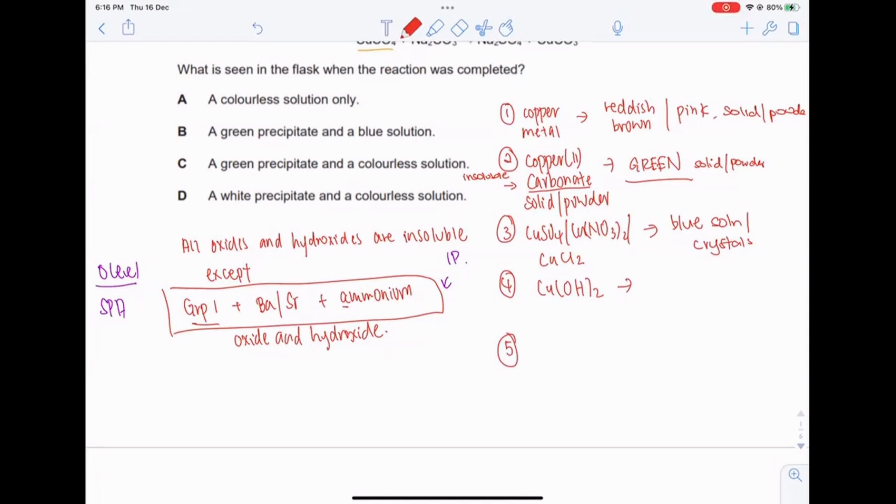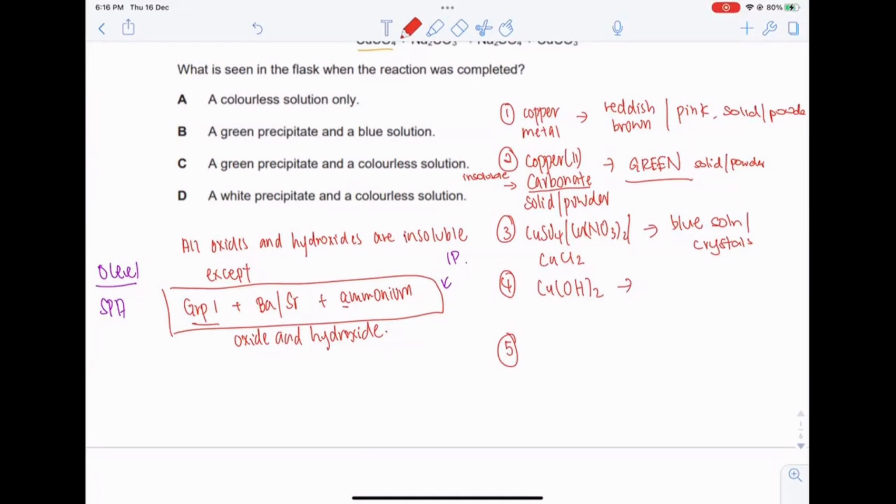Is it green? No. Green is rare. Most copper compounds, right? If you really don't know anything, guess blue. Most of them are blue. Only copper 2 carbonate is green. Copper 2 hydroxide, but good guess.